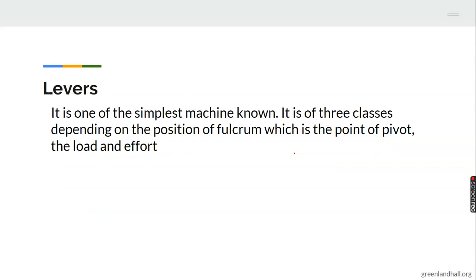Now, let's start from the word lever. What is a lever? It is one of the simplest machines known, and it's of 3 classes, depending on the position of the fulcrum, which is the point of pivot, the load, and the effort. There are 3 things here. You have to look at the fulcrum, the load, and the effort. It is the position of each other that will determine the class that that particular lever belongs to.